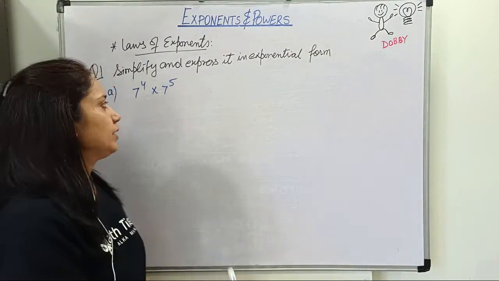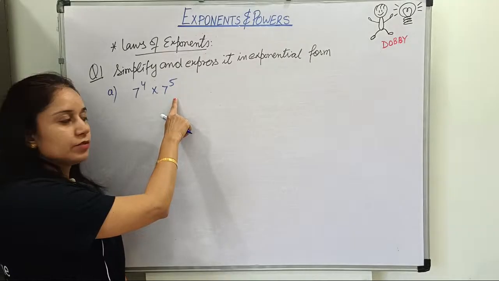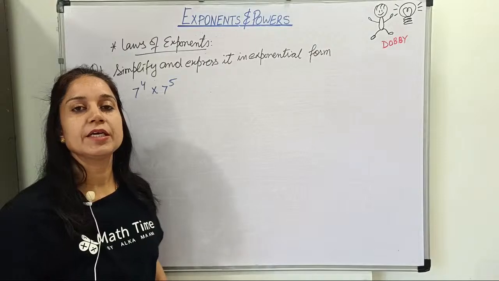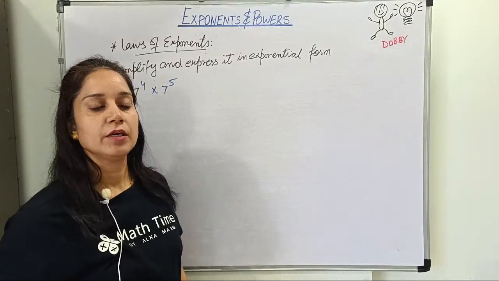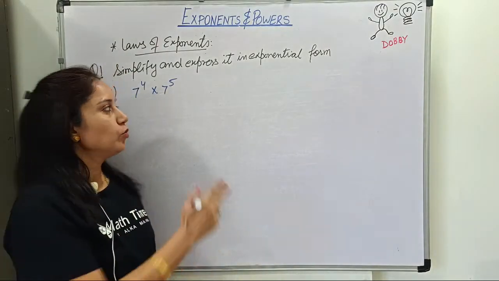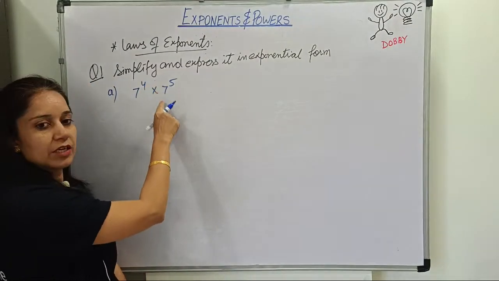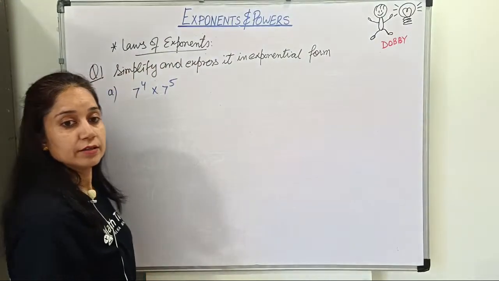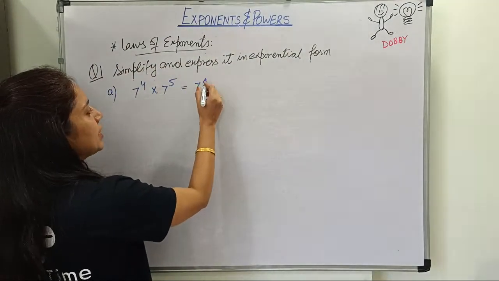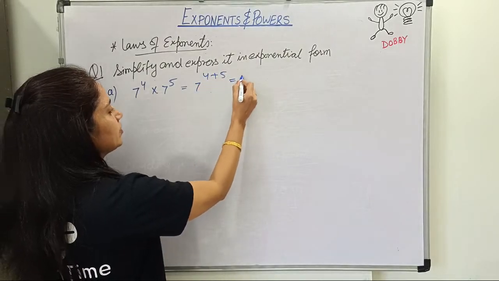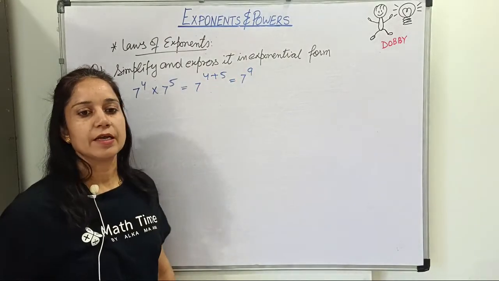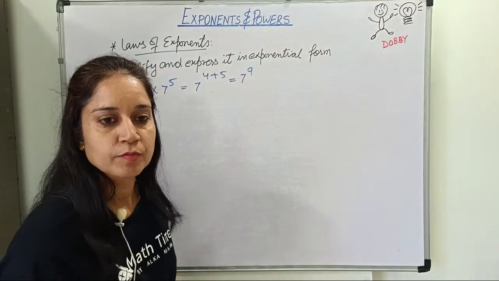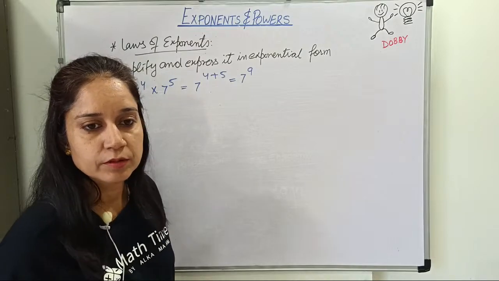First law of multiplication. Two rational numbers with the same base, different powers. In multiplication, what do we do? Everybody answer me. Same base and two different powers, 7 raised to the power 4, 7 raised to the power 5. In multiplication, we add. Yes, correct. 7 raised to the power 4 plus 5 gives us 7 raised to the power 9. In multiplication, we add the powers. Absolutely correct. All are giving the answer, right?